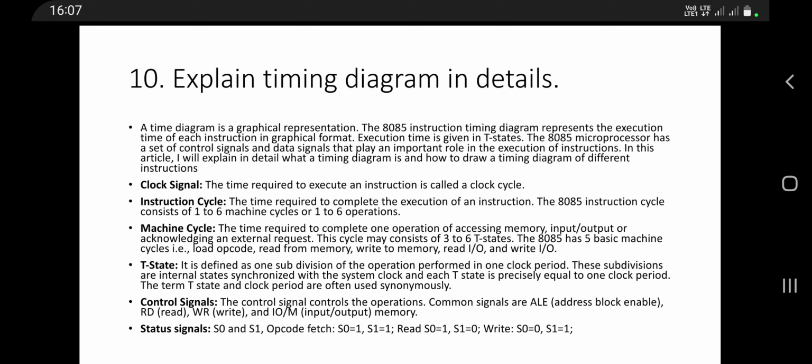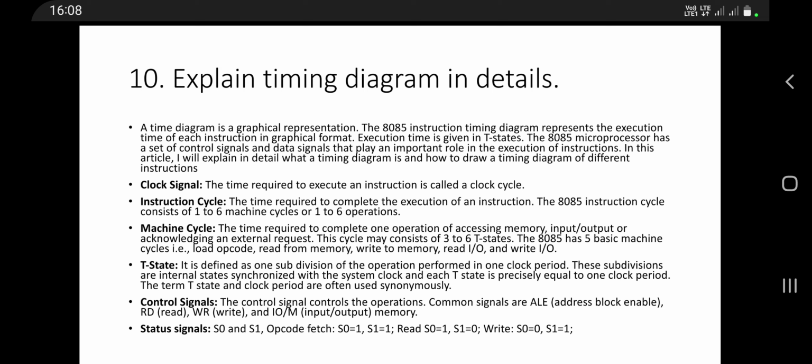Next is the machine cycle: the time required to complete one operation of accessing memory, input output, or acknowledging an external request. This cycle may consist of 3 to 6 T states, and the 8085 has 5 basic machine cycles: opcode fetch, read from memory, write to memory, read IO, and write IO. The same question is repeated in the 5 marks question also.